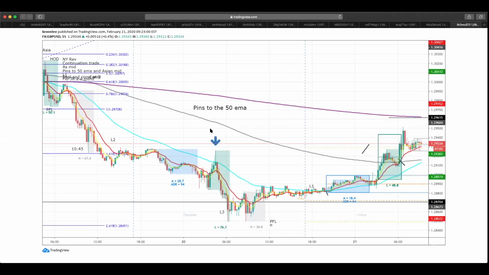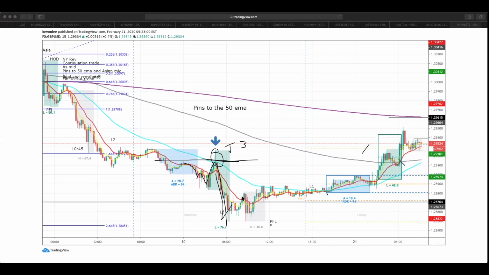So this pins to the 50, would that be a good example of a pins to the 50? Yes, right? Cool. That's a very good example, where we're coming down, price comes up to the middle of the range. So this would be a type 3. You get a pin to the 50 and a type 3 at the same time. This would be your trade. This is actually what I'm talking about here.